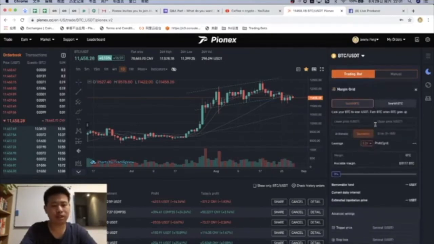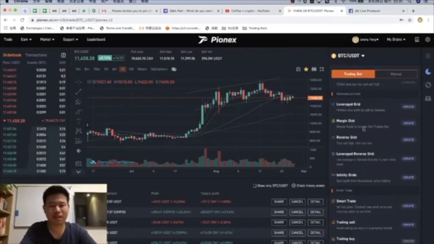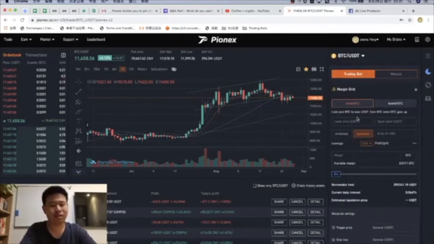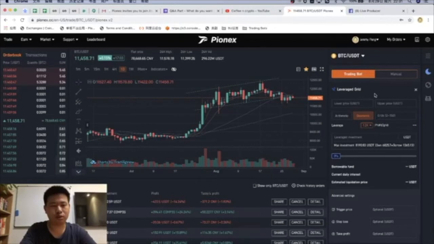So the margin grid. Maybe some people just don't understand the difference between the leverage grid bot and the margin grid bot. Actually, the only difference is the collateral. If you use the margin grid bot, your collateral won't be used in the grid trading bot. And if you have chosen the leverage grid bot, your collateral will be used in the grid trading bot. For example, if I have invested $100 in the leverage grid and have chosen 3 times leverage, that means you will invest $300 in total, and the $100 you have invested will also be used in this bot.